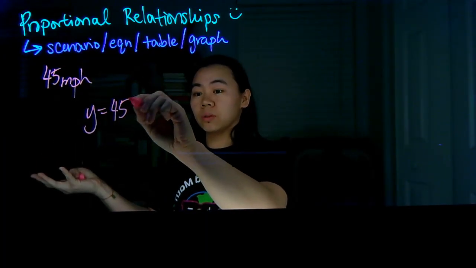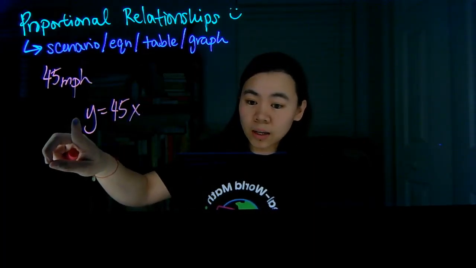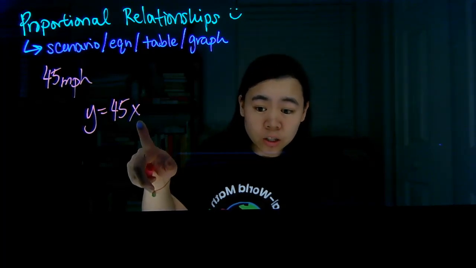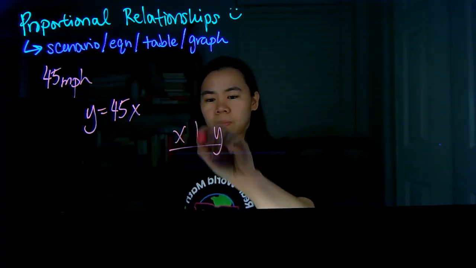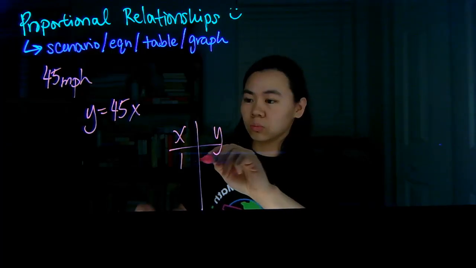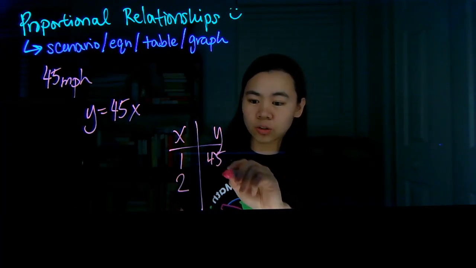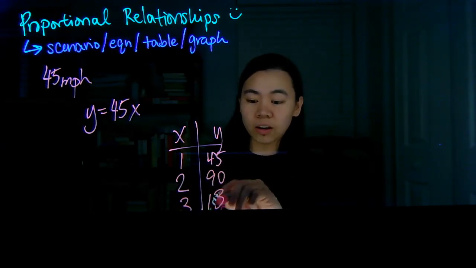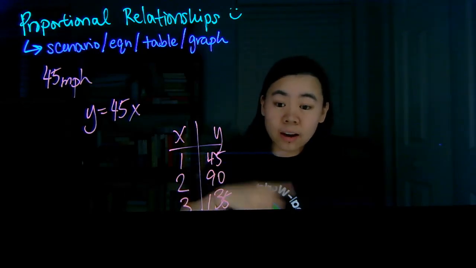y equals 45x. So maybe the amount of miles I travel, y, is 45 times the number of hours I travel. What would be my table? So let's say in 1 hour, I travel 45 miles. What about in 2 hours? I travel 90 miles. In 3 hours, I travel 135 miles. Where x is the number of hours that I'm traveling, and y is how far I get.